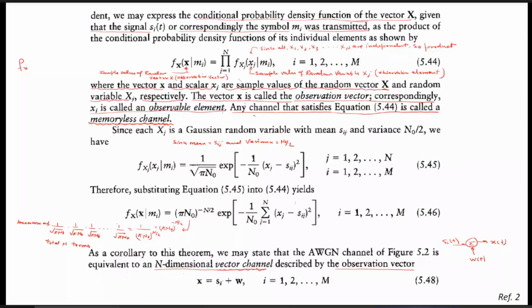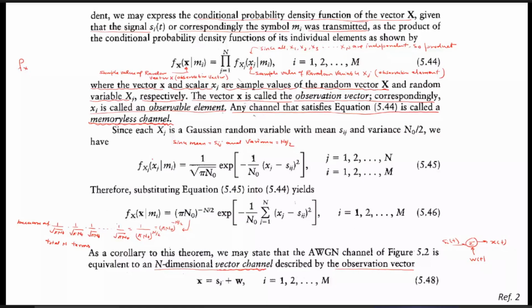So f of xj, and xj is nothing but the observable element corresponding to the jth correlator. The output is xj for the jth correlator. The random variable is Xj, and the sample value of that is given by small xj, for mi transmitted. So that will be simply the product. And from that, we can define the conditional density functions.